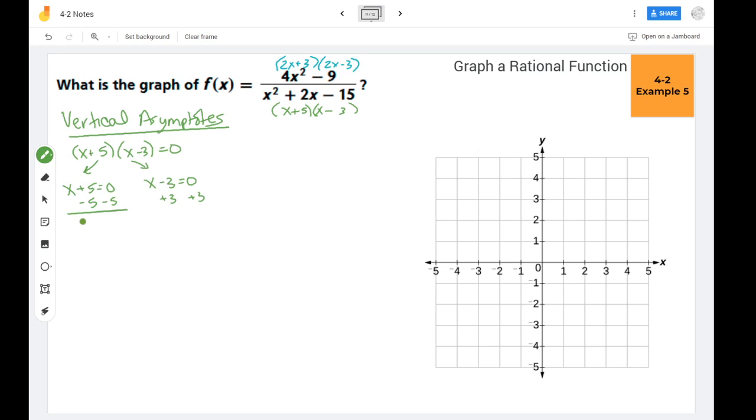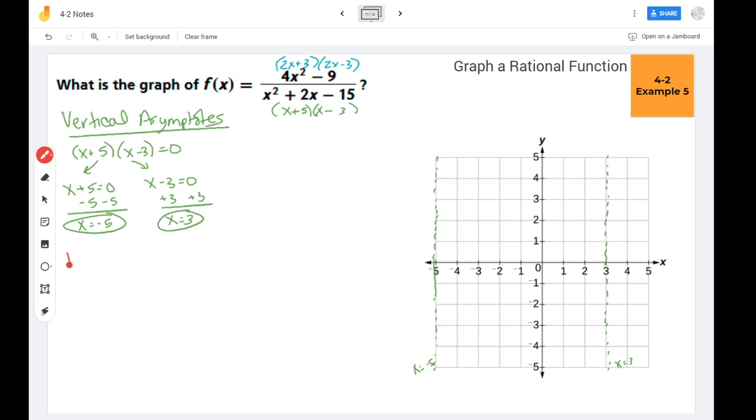Here we are, so I'm subtracting 5 from each side, so I get x equals negative 5 for my first vertical asymptote. And then here I'm adding 3 to each side, so I get x equals 3 for my other asymptote, for the vertical part. Alright, now I usually like to mark these like this, just so that later on when I'm looking at it I could see what I got up to.